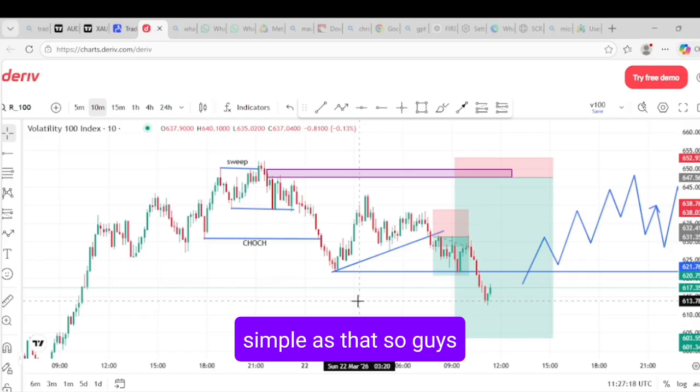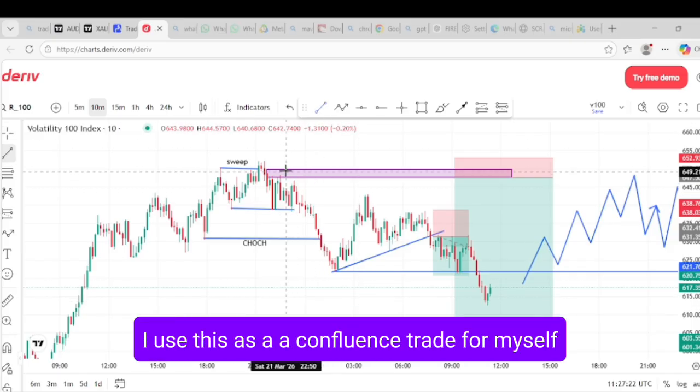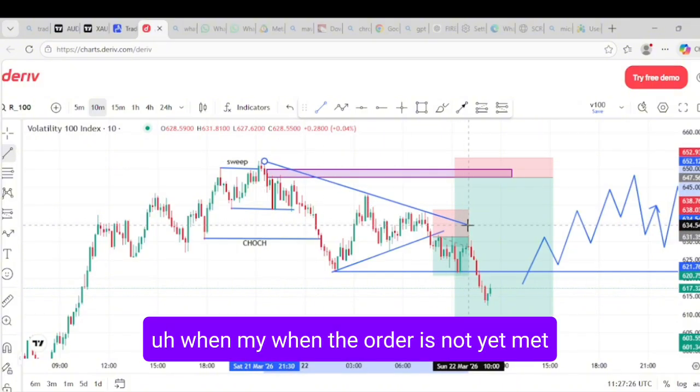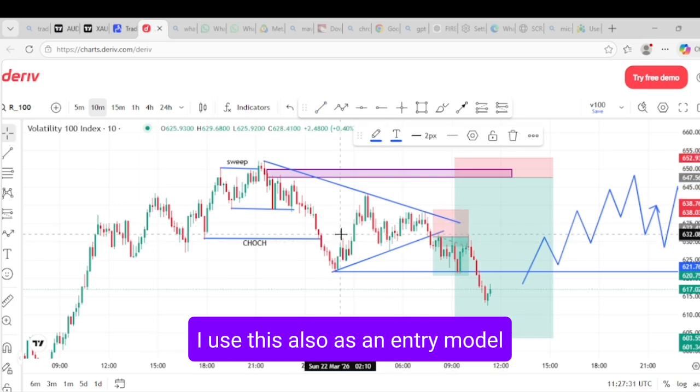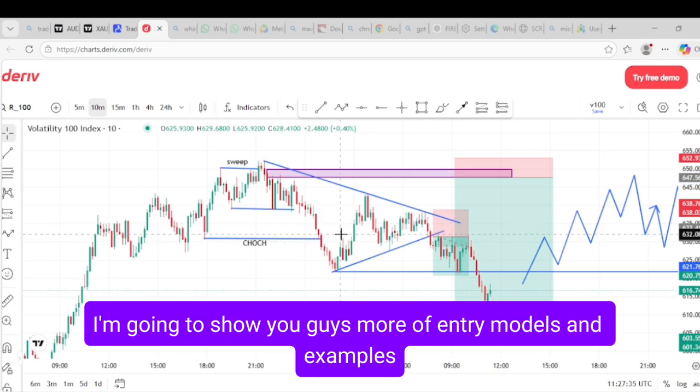Simple as that. So guys, this is my simple strategy that I use. I use this as a confluencing trade for myself. When the other setup is not yet met, I use this also as an entry model. Okay, so guys, I'm going to show you more entry models and examples on this channel.